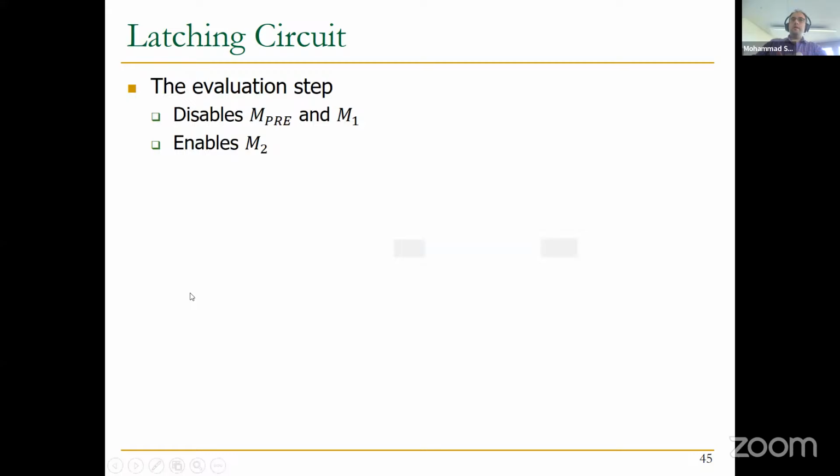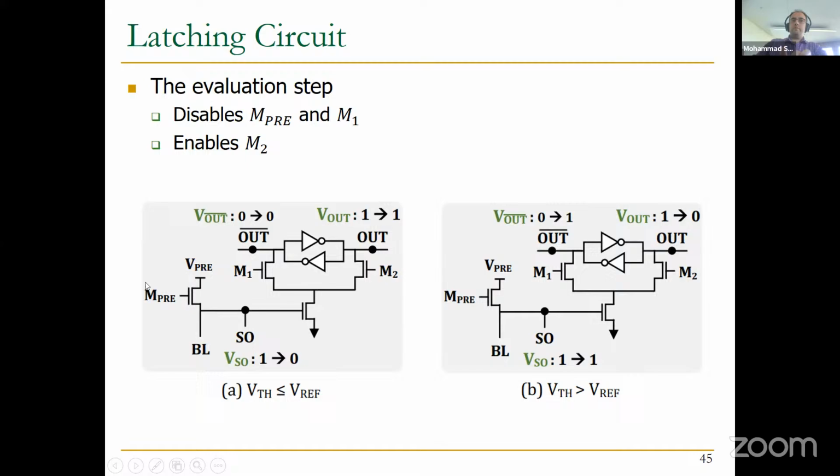When you want to read in the evaluation step, what you do is disable this pre-charge transistor here. You also need to disable M1. And now you enable M2.